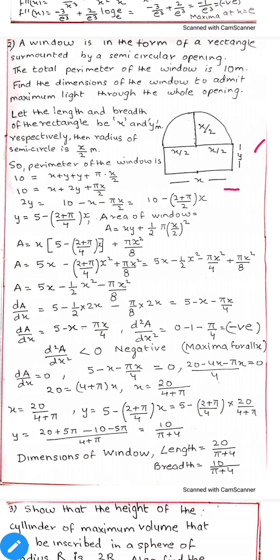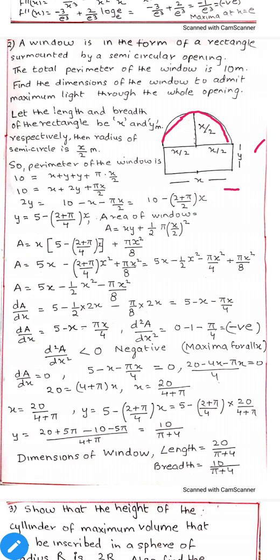And radius of the semicircular portion. As you can see, this is the semicircular portion. This has diameter x and radius x by 2. Perimeter of the window is x plus y plus y.